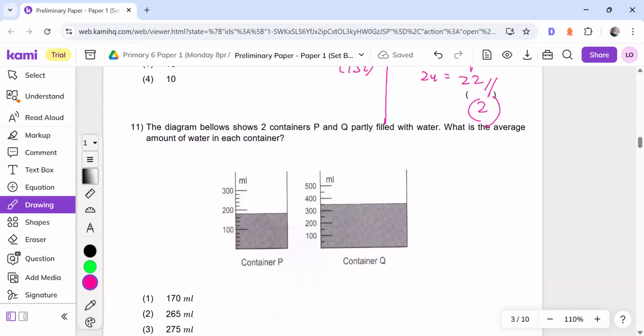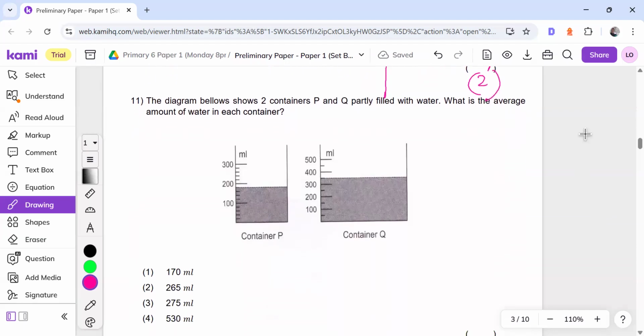Okay, question 11. Now, when you see something like this, the markings there, the little lines there. Bar graph, line graph, all these will have something similar. You must count the gaps. If you don't count the gaps, you will get the answer wrong. So you have 5 units, which is until 100. Then your 1 unit will be 100 divided by 5, right? First step. Then later on, you can find how much water in container P.